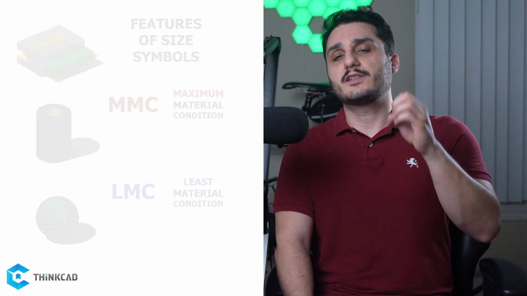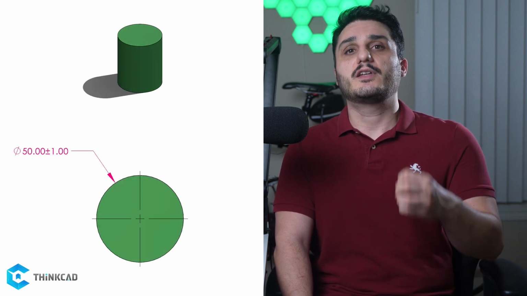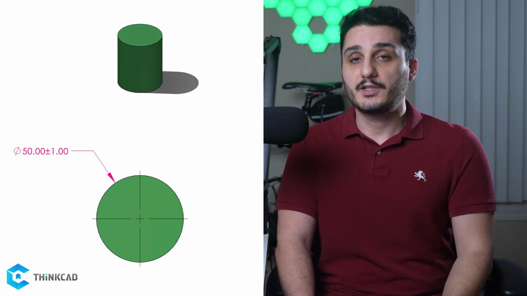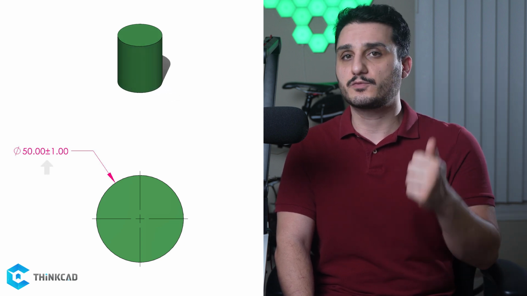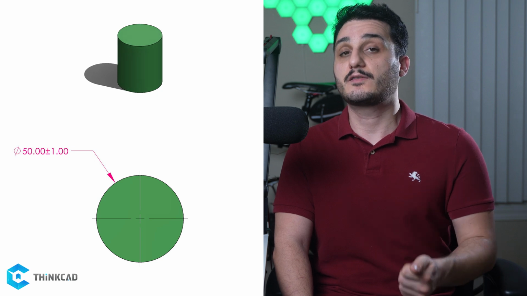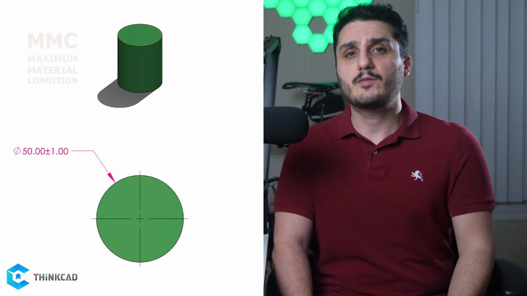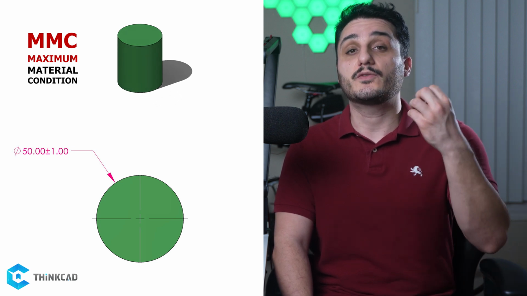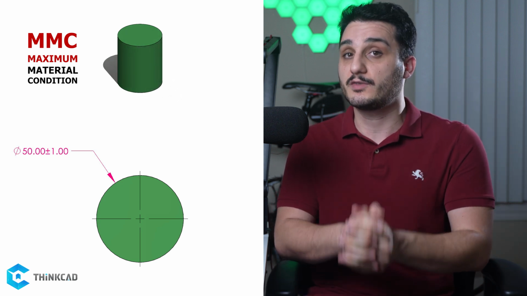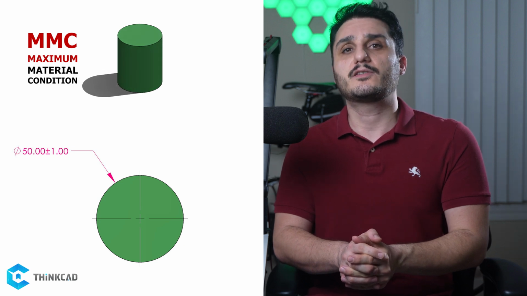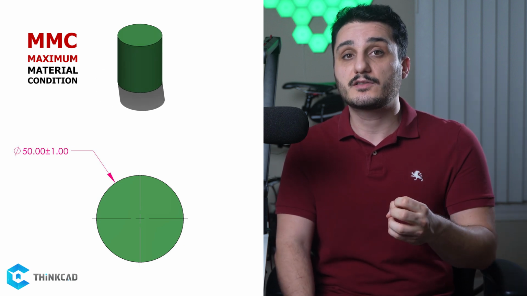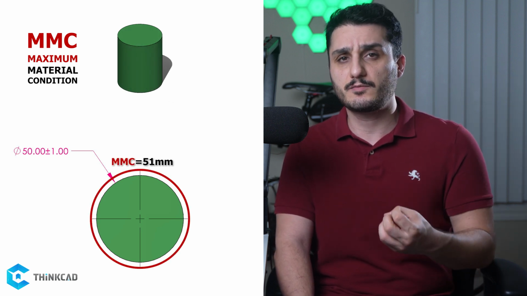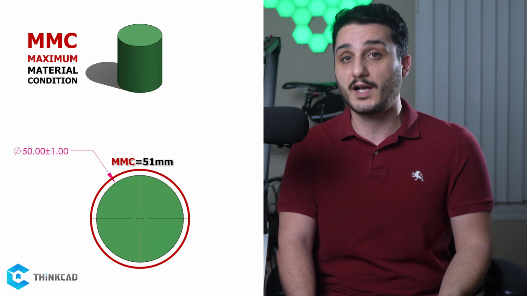So, let's look at this simple cylinder. As you know, the diameter size dimension here is specifying a feature of size. Here we have 50 millimeters plus and minus 1 millimeter. This is a size tolerance of 2 millimeters. The MMC or maximum material condition is basically the state that your feature has its maximum amount of material. So for this cylinder, our MMC is 50 millimeters plus 1 millimeter, giving us 51 millimeter, simply because this will be the maximum amount of material you're allowed to have.